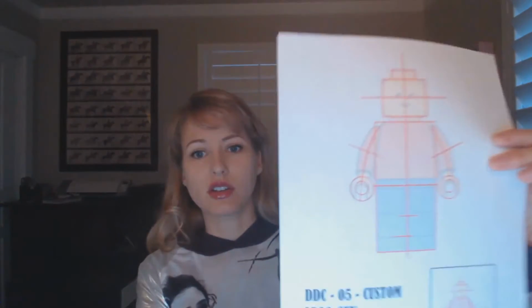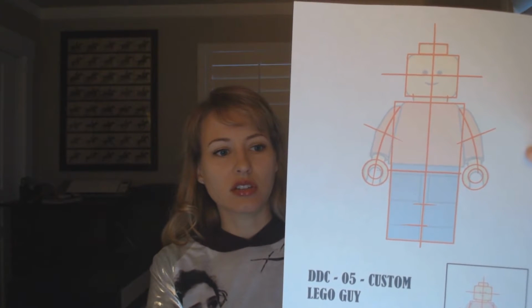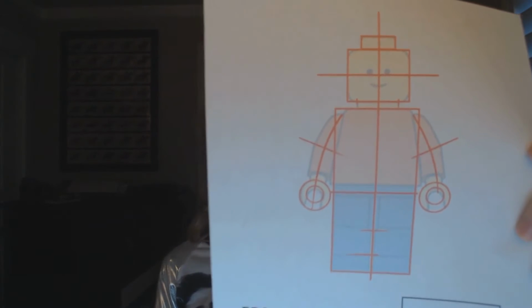So if you had the chance, I don't know if you can see this. Here's the DDC sheet, which is a custom Lego guy. Now, if you can see, it kind of looks like the Minecraft guy. We did a custom Minecraft guy a couple weeks ago. This guy is actually much easier. You can see he's straight on, and it's actually going to be a lot of fun. So we're going to draw ourselves as a Lego guy.